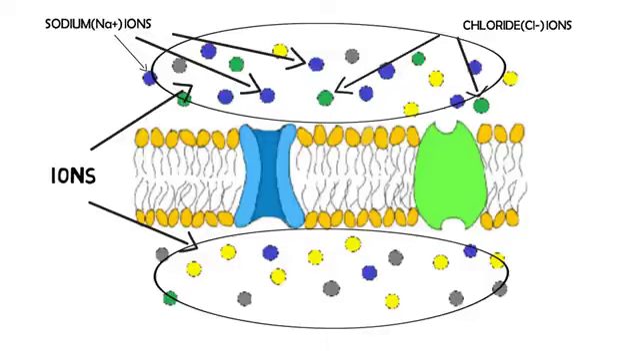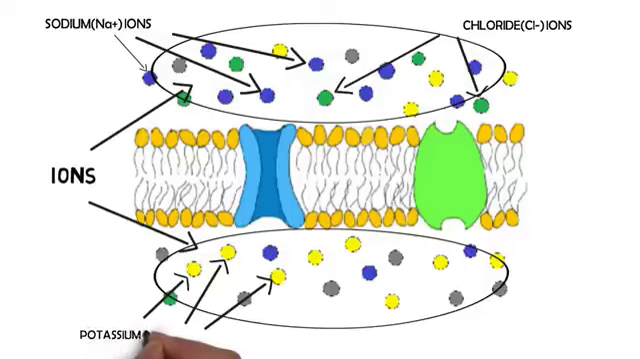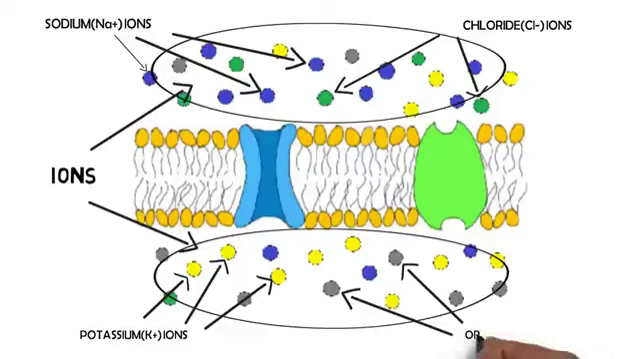There are also positively charged potassium ions, represented by these yellow circles, and various negatively charged ions, often referred to as organic anions, represented by these gray circles. Anion is simply a term for a negatively charged ion. When a neuron is at rest, the potassium ions and organic anions are more prevalent inside the cell. At rest, the inside of the neuron is more negatively charged than the outside, causing the resting membrane potential of an average neuron to be around negative 70 millivolts.